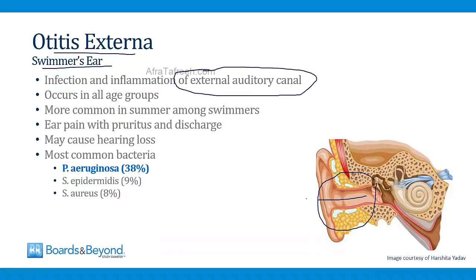So that's this portion of the picture here, the portion of the ear canal that's in front of the tympanic membrane, not behind it. It occurs in all age groups of children, but it's more common in the summer among children who are swimming. So the classic history is a child who has been at summer camp for a few weeks and now has symptoms of an ear infection.